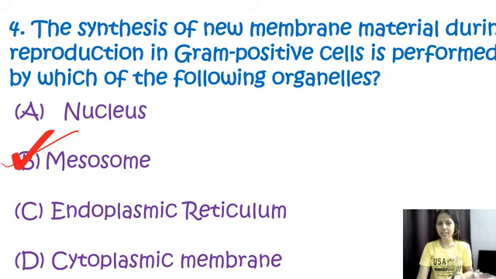So actually these mesosomes are the invaginations of the cytoplasmic membrane, which are found in a few gram-positive cells. Now they are involved in various cellular processes, which we can say includes the synthesis of new membrane material during the cell divisions. So over here my correct option is B, that is mesosomes.